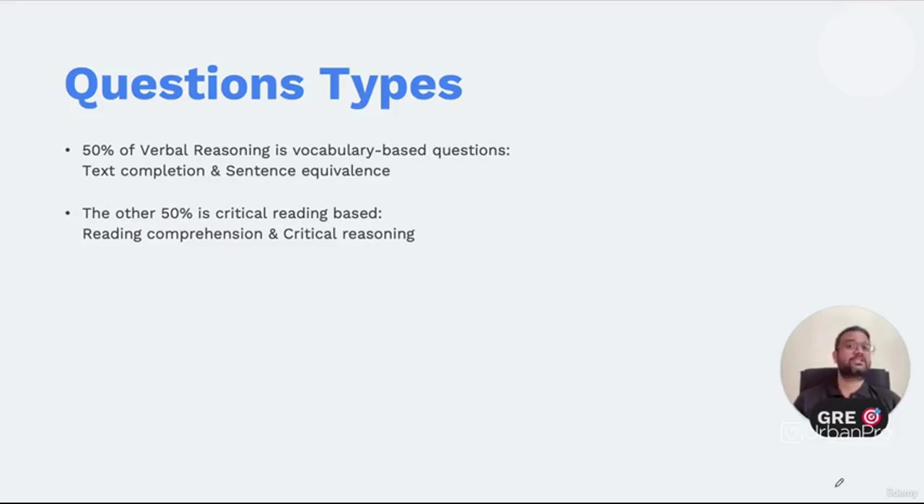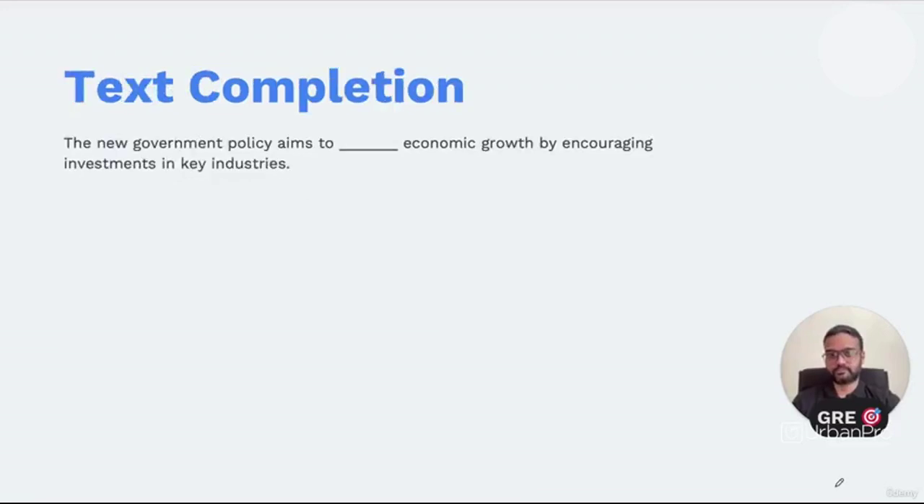There are many strategies and skills required to do well in this, but essentially you could see that most of the questions are going to be reading comprehension based and a few questions will be critical reasoning based, where the skills required to do well in that particular question type are slightly different from those required in reading comprehension. Let's look at the first question type, the text completion question.